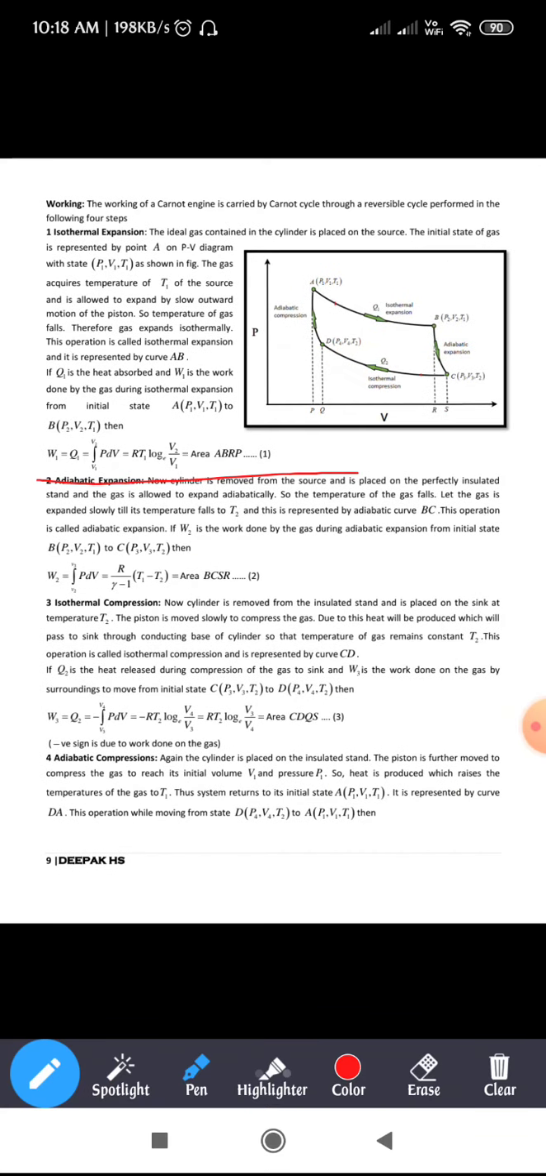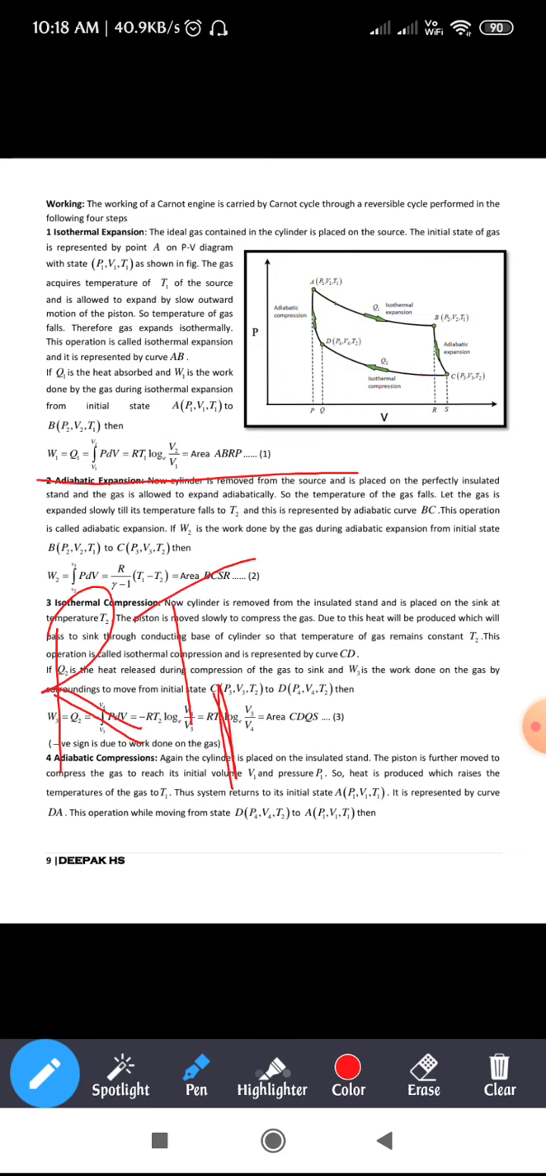See here, that is nothing but equal to RT log V2 by V1, right? So since RT is a constant, we will replace that itself. Temperature is nothing but T1, right? The temperature remains the same. So RT1 log base E V2 by V1. Just we have retained the work done in an isothermal process equation. That is nothing but equal to area, that is nothing but equal to area ABRP.